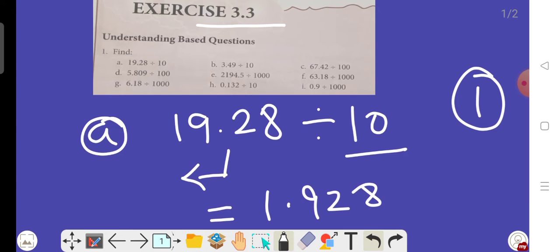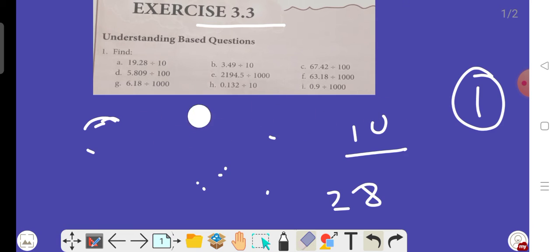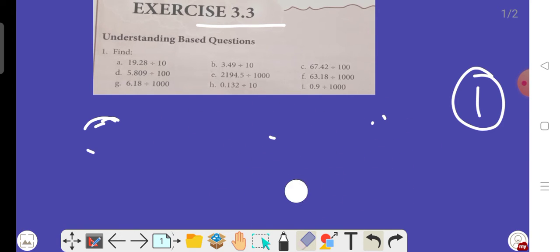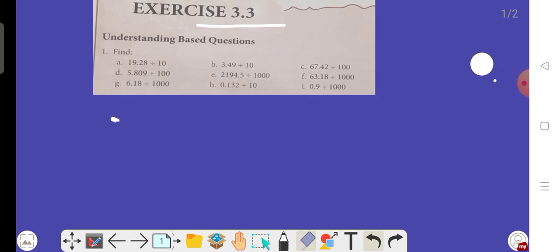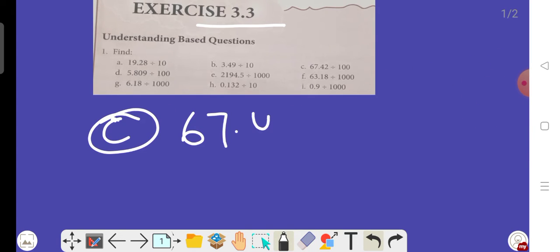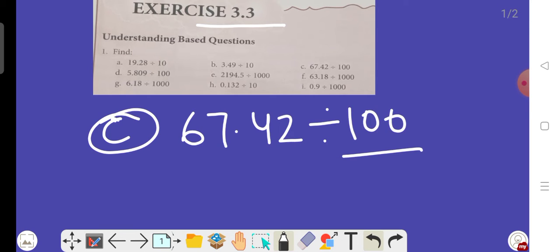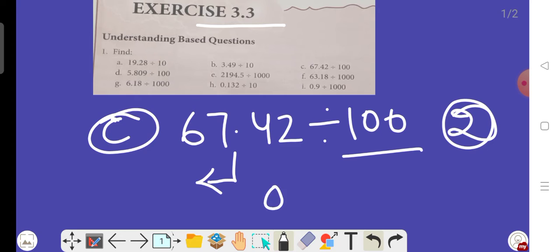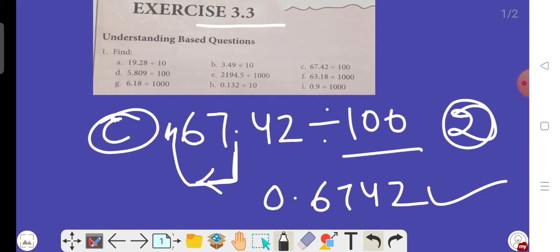Now look at one more example. C part, 67.42 divided by 100. Count the number of zeros in the divisor. There are 2 zeros. So we have to move this decimal point toward the left side by 2 places. So the result will become 0.6742 after moving this decimal point here, okay. So this is the solution of your C part beta.